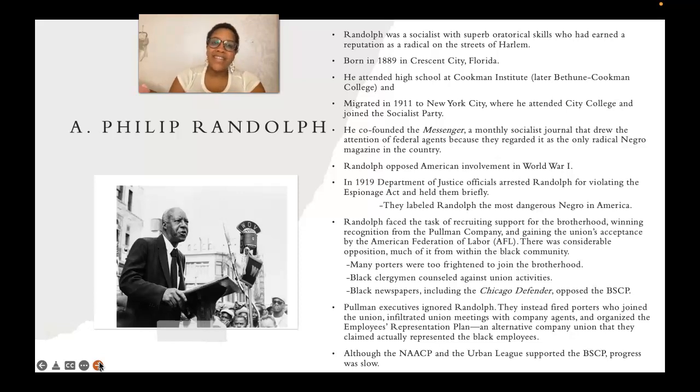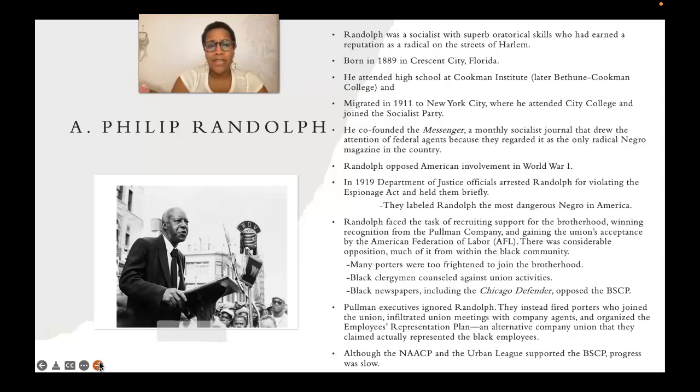And so he attended high school at Cookman Institute, which was later called Bethune-Cookman College. And he migrated in 1911 to New York City, where he attended City College and joined the Socialist Party. He co-founded a publication called The Messenger, which was a monthly socialist journal that drew the attention of federal agents because they regarded it as the only radical Negro magazine in the country.